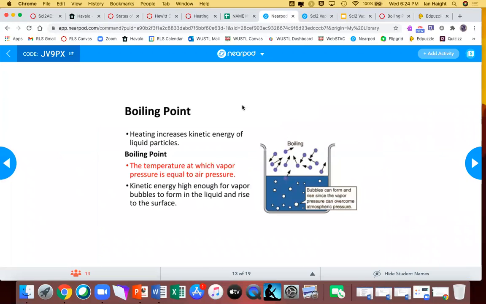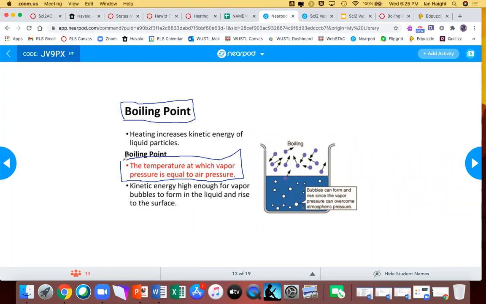Okay, main concept here now. Bear with me. We've been building up to this whole time. Here is the new definition of boiling point. We're going to get scientific here. We can't just say the boiling point is when water gets to 100 degrees Celsius because that's not really what's happening. Boiling point is defined as the temperature at which vapor pressure is equal to air pressure.